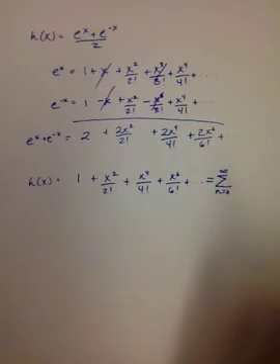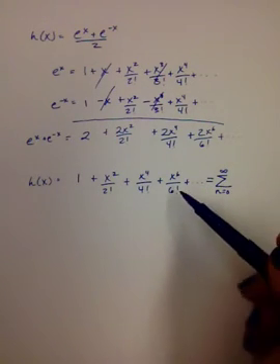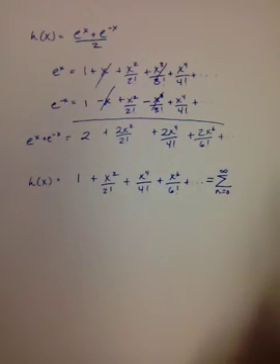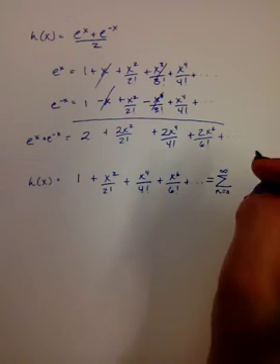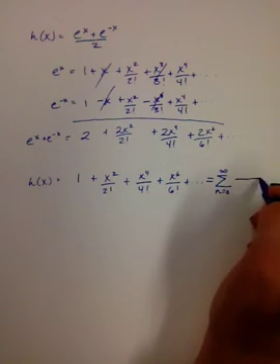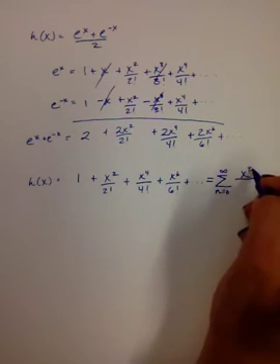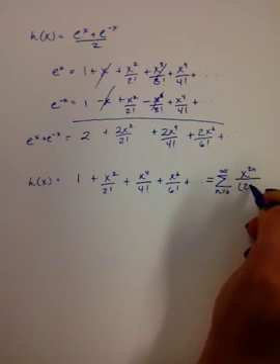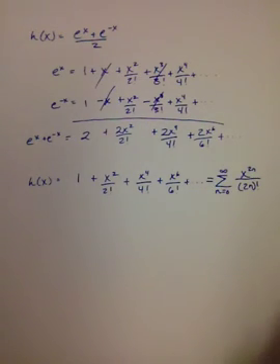If I look at it now, it looks just like the cosine series, except that it's not alternating. So I'm going to write the cosine series without the negative 1. So this is x to the 2n with the 2n in parentheses factorial, and I have my h of x.